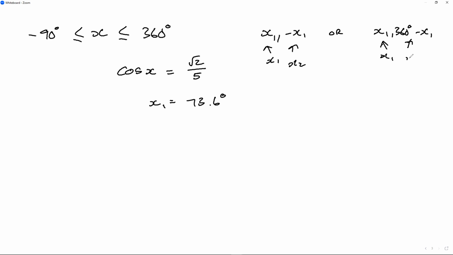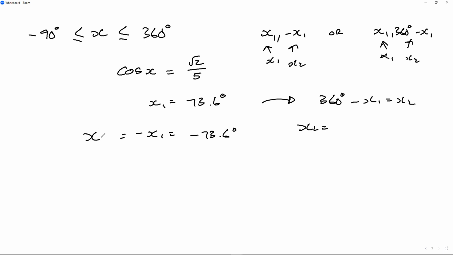All right, could label this anyhow. Let's go to the negative of this as a possibility. So negative x1 is going to be negative 73.6 degrees. Yes, that's in the range. And then we take 360 degrees minus x1 to get x2. I'm just labeling it x2 and x3. But x3, you're going to get 360 minus x1, so 360 minus 73.6 will definitely fall in this range as well.